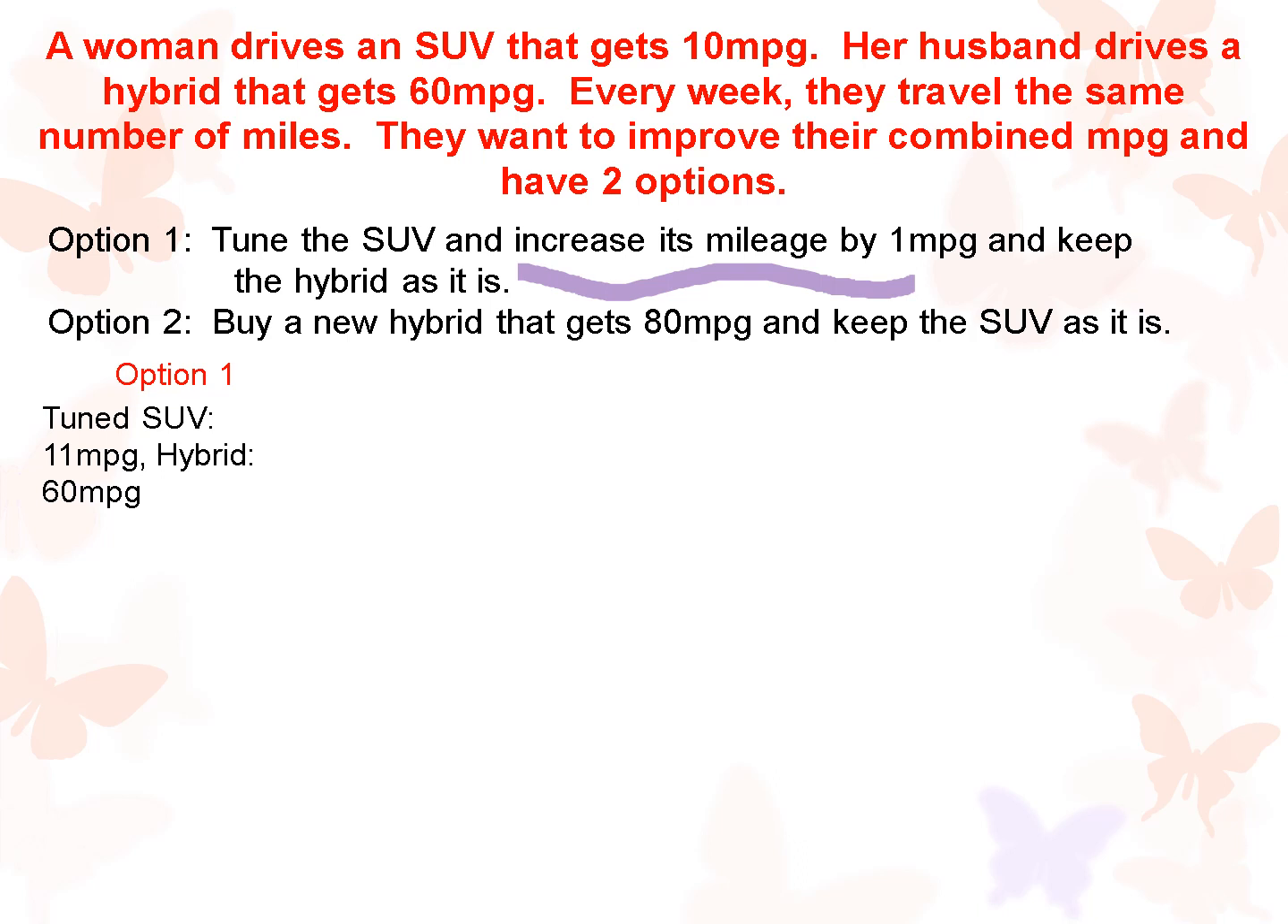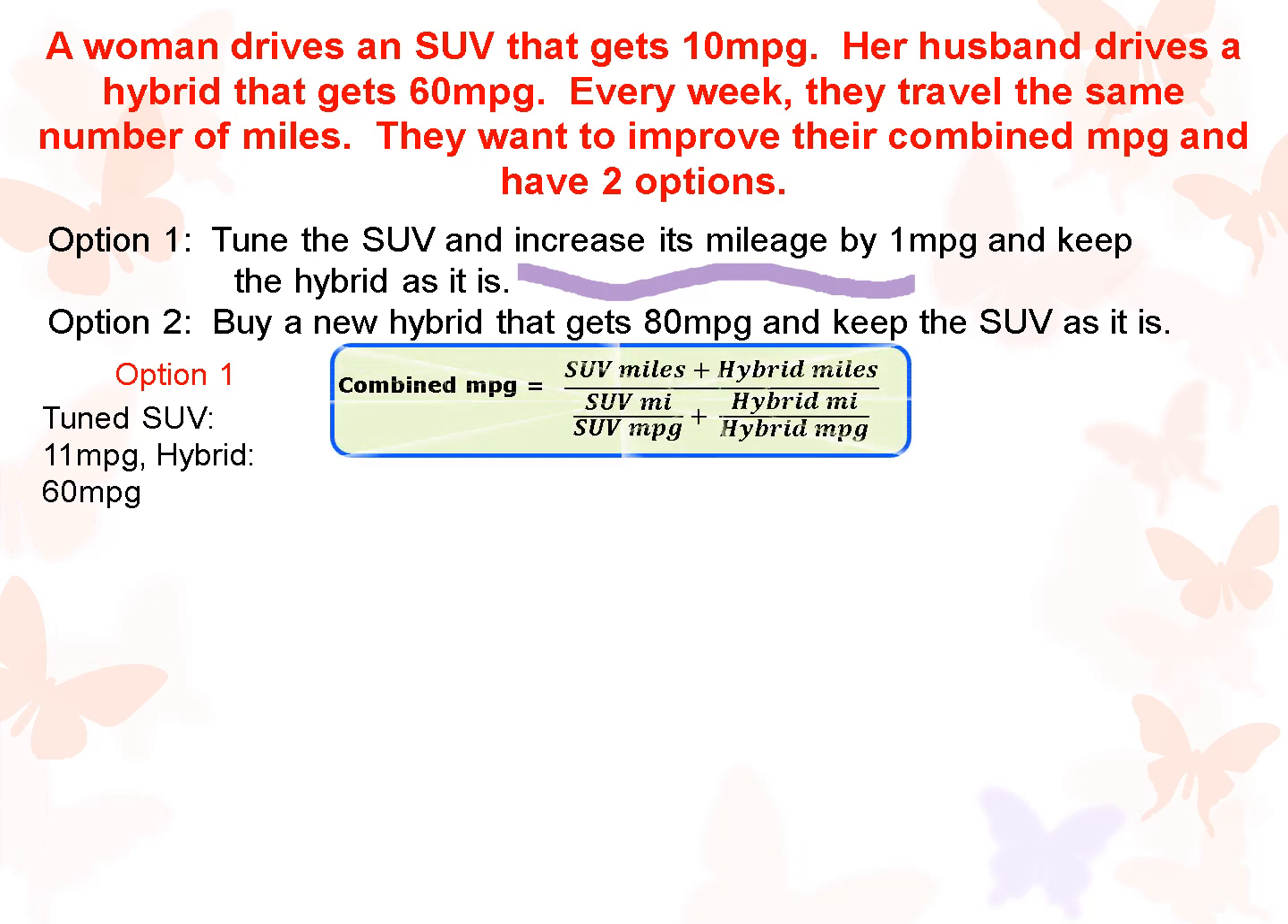So remember that formula from the last slide? We're going to pull it back up. But we're going to put it in terms of our problem now. So the combined MPG is going to be the mileage of the SUV plus the mileage of the hybrid divided by the SUV miles over SUV MPGs and the hybrid miles over the hybrid MPGs. So all I did was I took the formula from the last slide and put it in terms of SUVs and hybrids, okay? That way we know what we're plugging in.